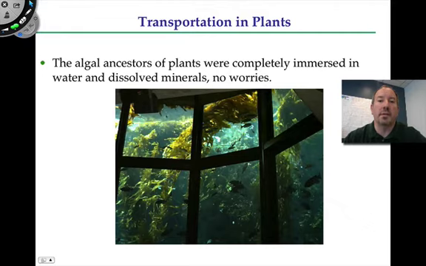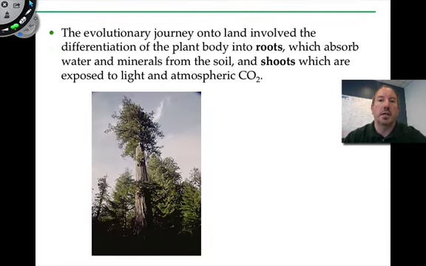And then what about light? Light comes down and penetrates the water. Obviously, they can't live very deep, and so they have to be in the photic zone. But there's really no worries. But then when plant-like ancestors decided to colonize the land, they needed to evolve sort of that evolutionary journey.